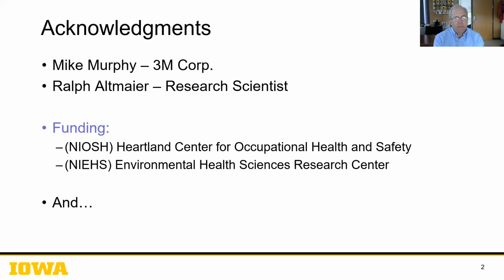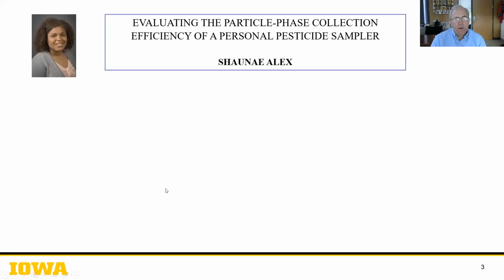I'd also like to acknowledge Ralph Altmeyer. He's a research scientist here at the University of Iowa and knows all things industrial hygiene when it comes to getting equipment up and running and that sort of thing, and it's instrumental for everything we've done here, literally. And funding, yes, from NIOSH, the Heartland Center for Occupational Health and Safety, supported the students that have worked on this project, and the NIEHS through, we have an Environmental Health Sciences Research Center that has helped with a lot of the equipment and other things in the lab space, et cetera. And I'd like to highlight the 3 students that have worked on this.